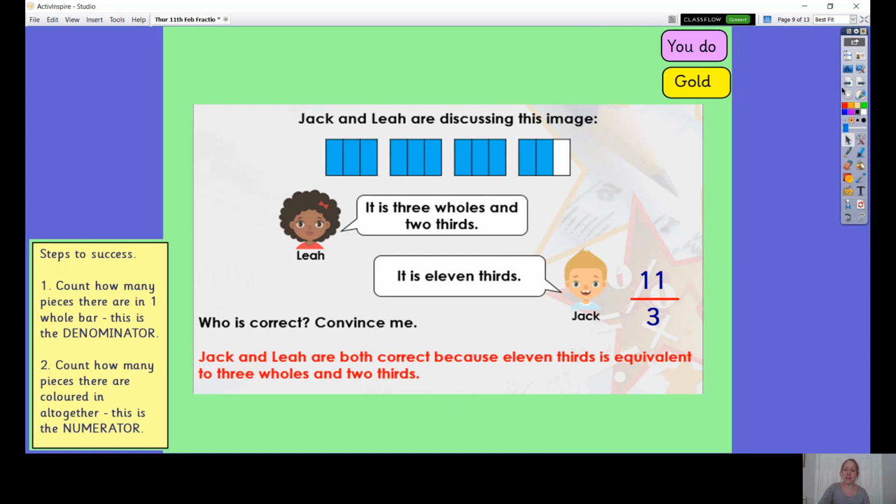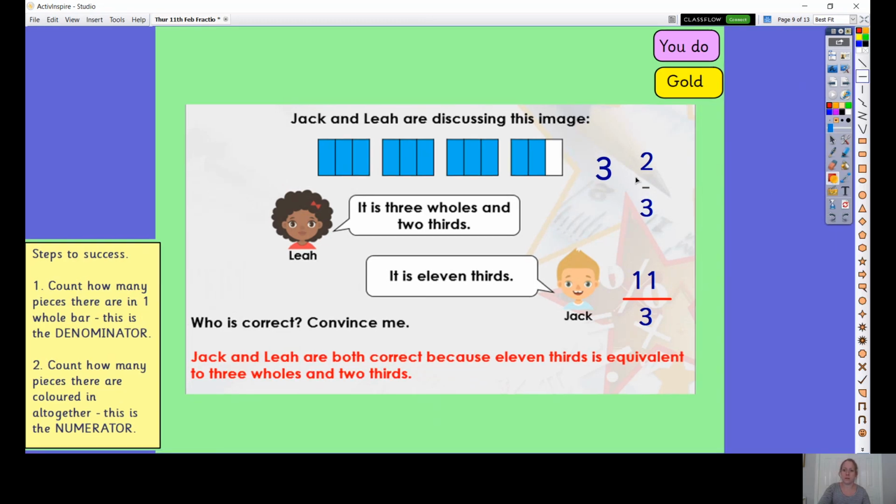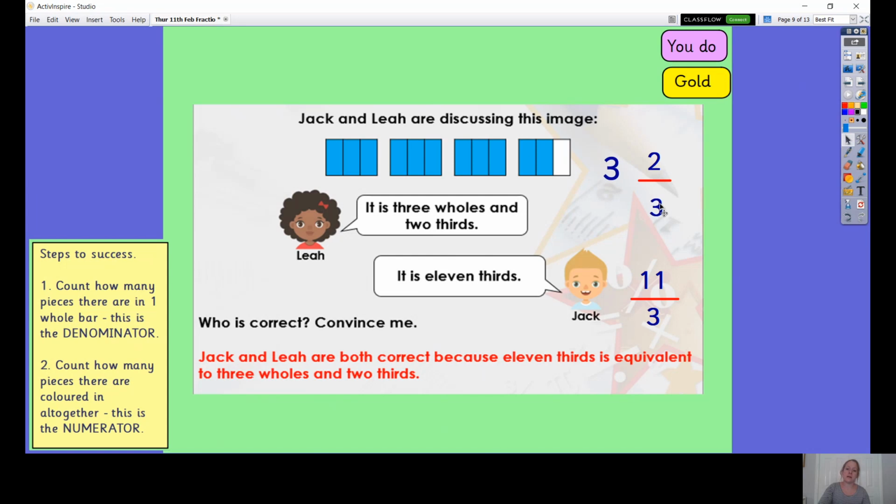And Leah's one, she's saying, right, it's 3 whole ones. This is where I have to make my 3 a bit bigger to make it clearer. She's saying there's 3 whole ones coloured in, which there is. And then there are 2/3, so 2/3, like that. So hers looks like that.